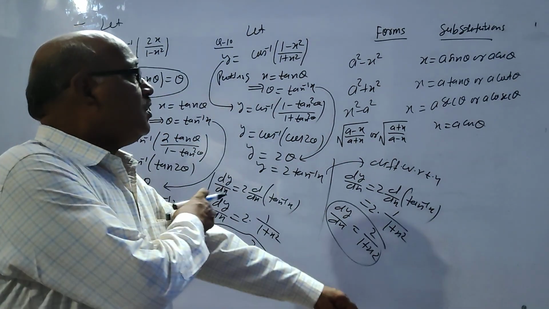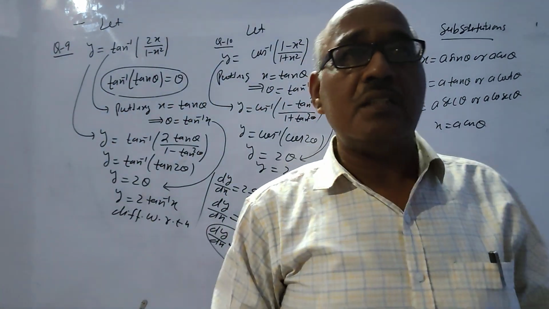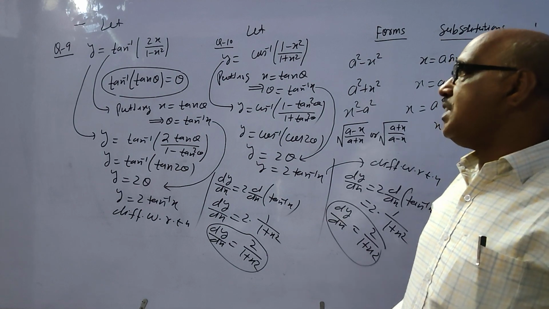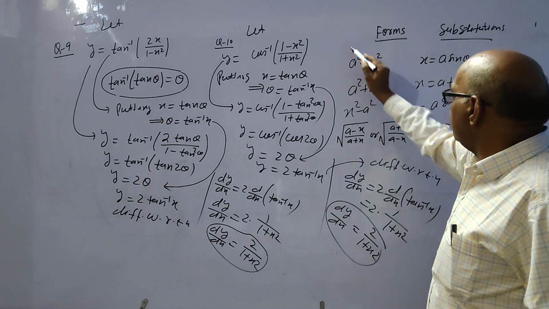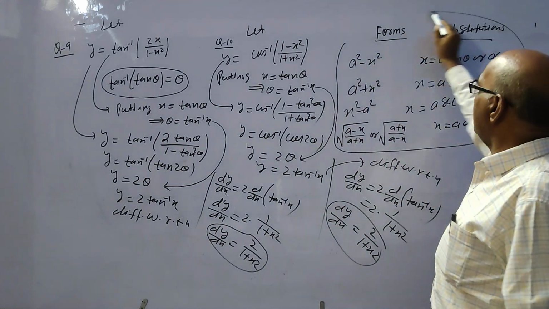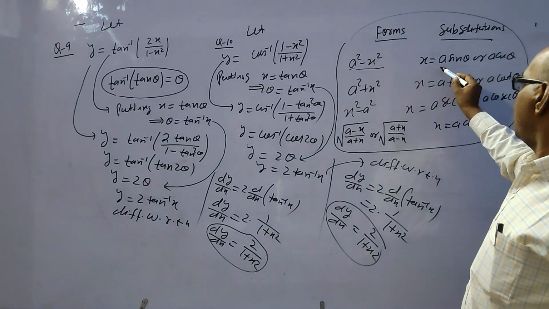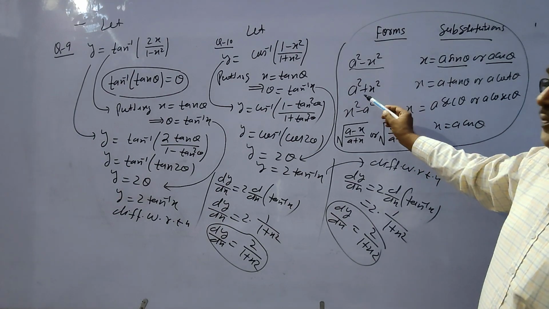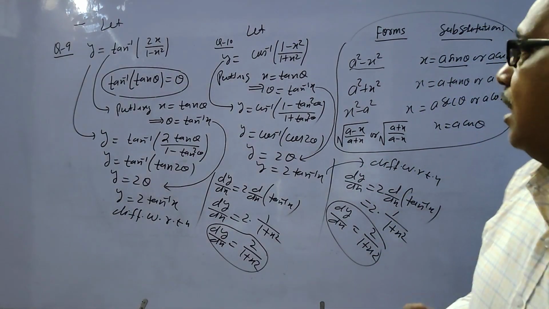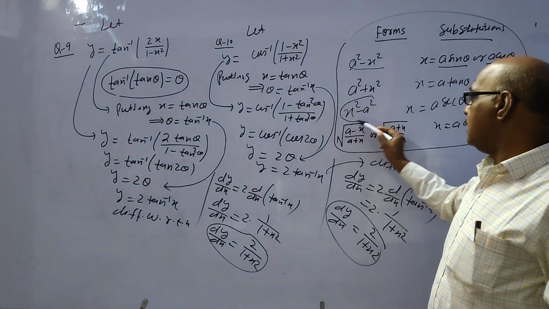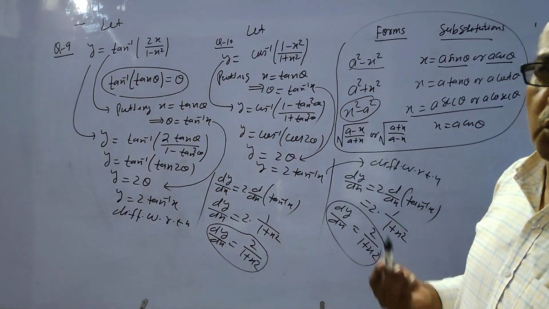So the basic concept here is that you are supposed to remember the formulae of trigonometry which you have done in class 11th standard, and all the formulae of inverse trigonometric functions which you have done in class 12th. And there are a few forms and substitutions you are supposed to remember. If it is the form a square minus x square, we are going to put x is equal to a sin theta or a cos theta. If the form is a square plus x square, then we are going to substitute x is equal to a tan theta or a cot theta. If it is x square minus a square form, then we substitute x is equal to a sec theta or a cosec theta, either one of them.